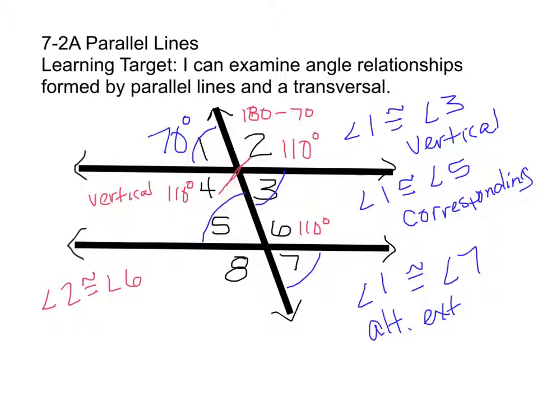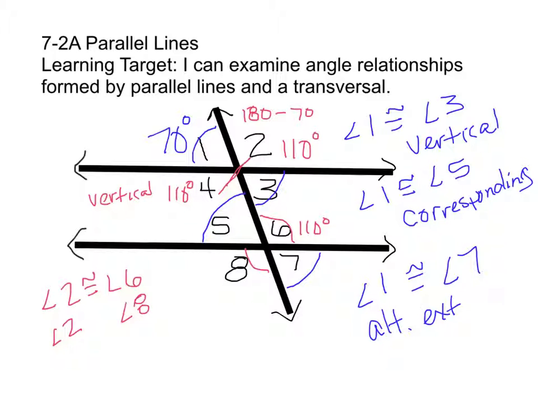What about angle 8? How does angle 8 come into play? Yes, it's 110. Why is it 110? It is obtuse, but what about the relationship, the position? It's vertical with 6. Well, it is vertical to 6, you're correct. But what's its relationship with number 2?